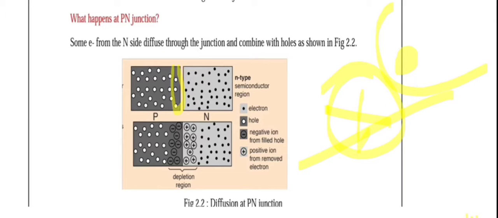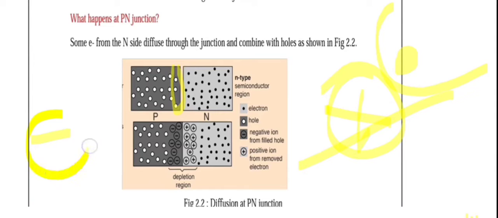So in the n side, when an electron diffuses through the junction and combines with a hole, what remains is a positively charged ion. In the same way, when a hole is combined with an electron, it will become negatively charged. A hole is a positive particle. When it is removed, negative charge will be more, right?